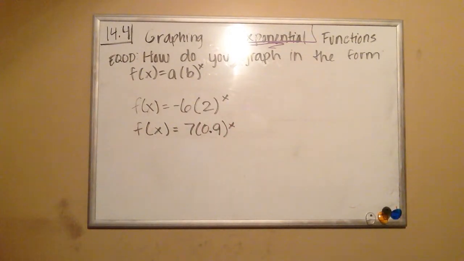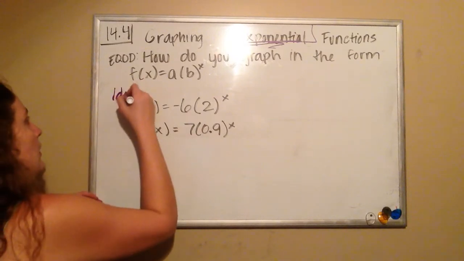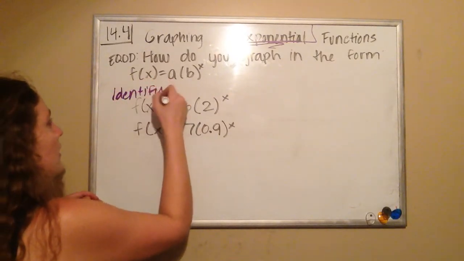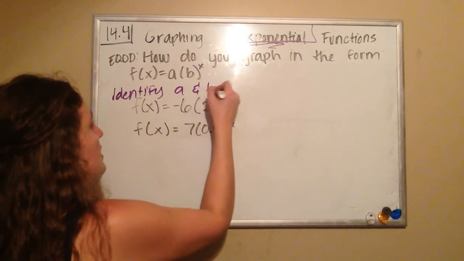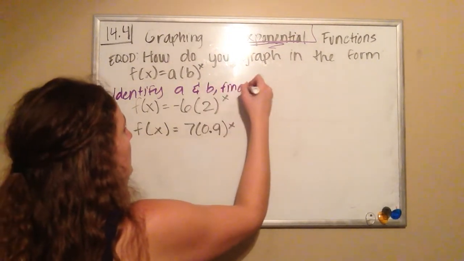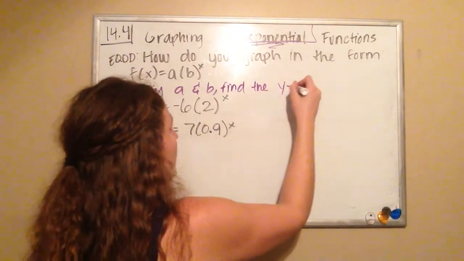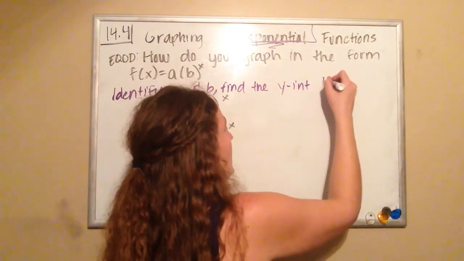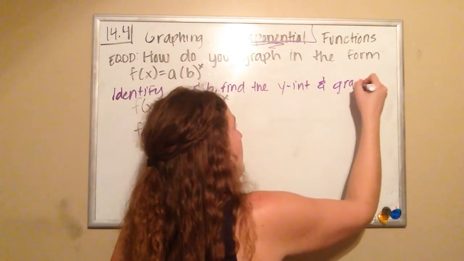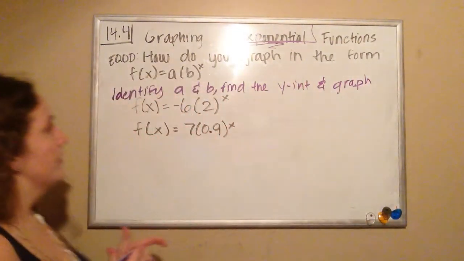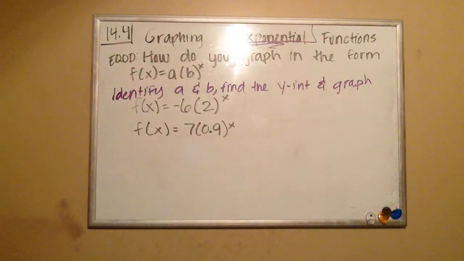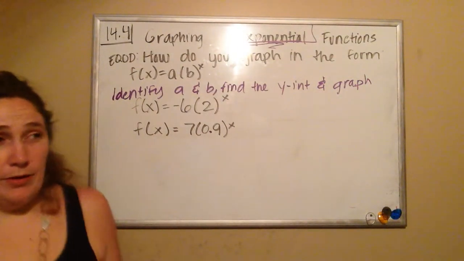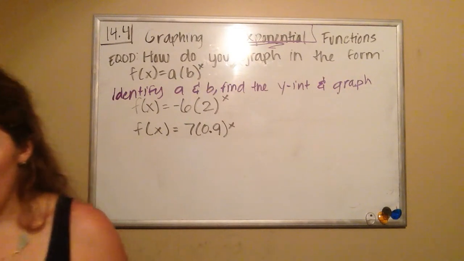Okay, for both of these, I'm going to ask you to do a couple things. I want you to identify a and b, find the y-intercept, and I would like you to graph however is easiest for you to graph. Awesome. Okay, and that's the end of this 14.4. When you're done with this, get started with the homework that's on the board.